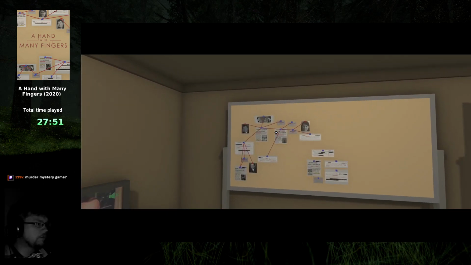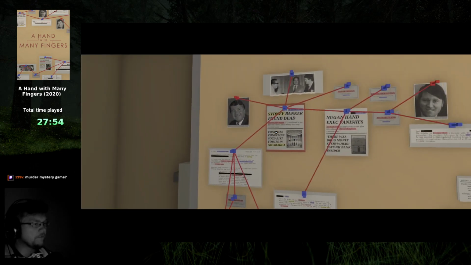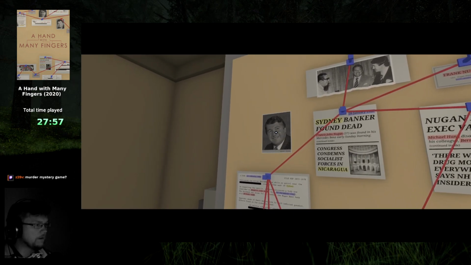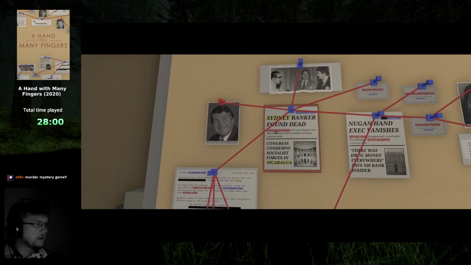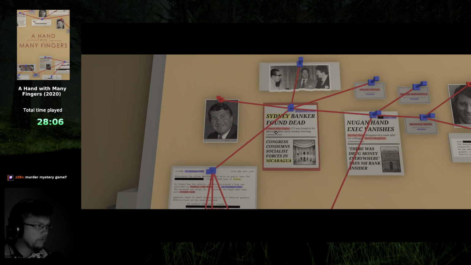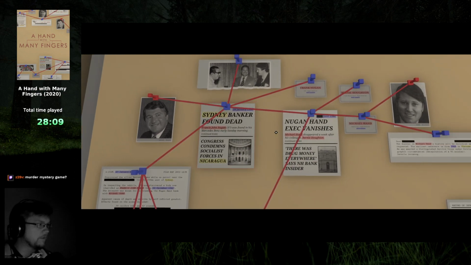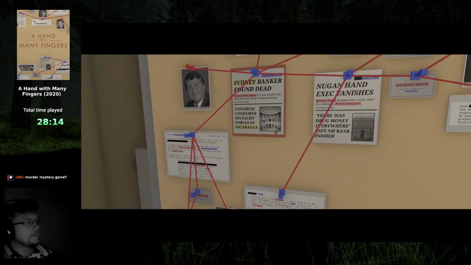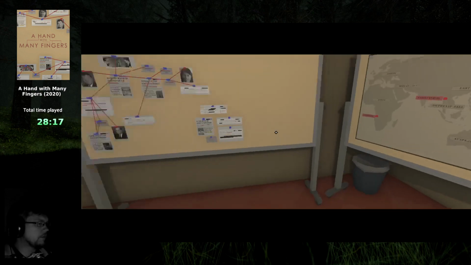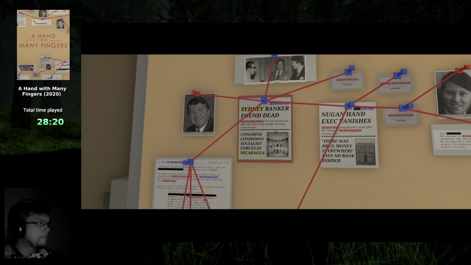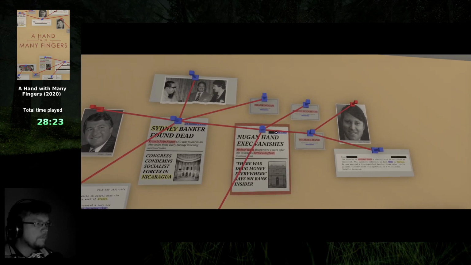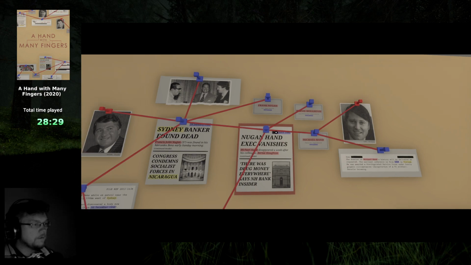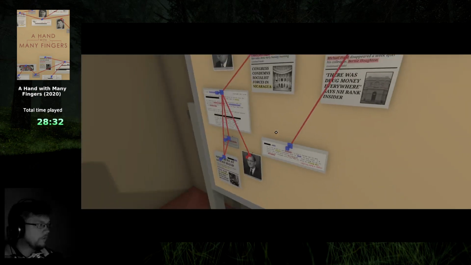We're trying to solve, or at least my line of thinking is that we're trying to solve who killed Frank Nugan, who was a Sydney banker. It was ruled a suicide, but we're not buying it. And apparently this is based on real events. Who do we start looking into?